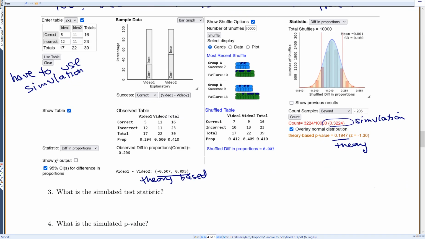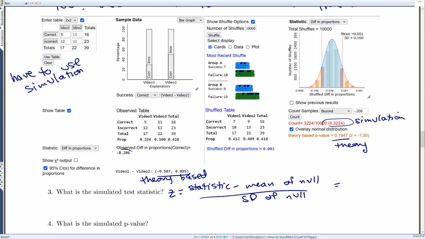So let's look at this. What was my simulated test statistic? It will not tell you on here your simulated test statistic. I feel like it should, but it doesn't. So let's figure out what that would actually be. Remember, it's your statistic minus the mean of null over the SD of null.